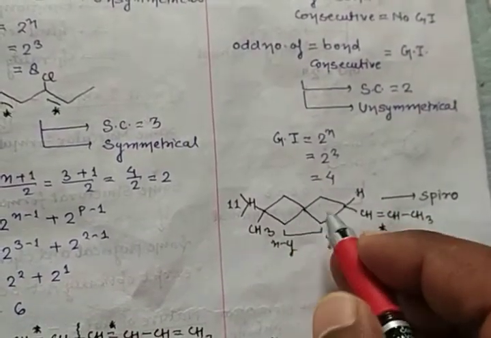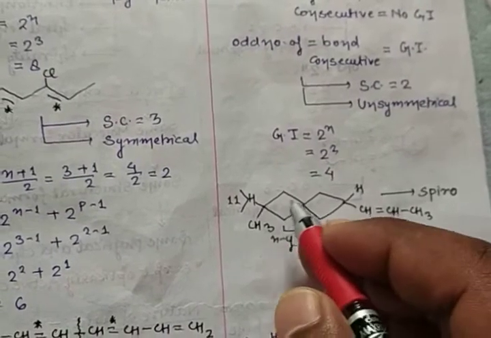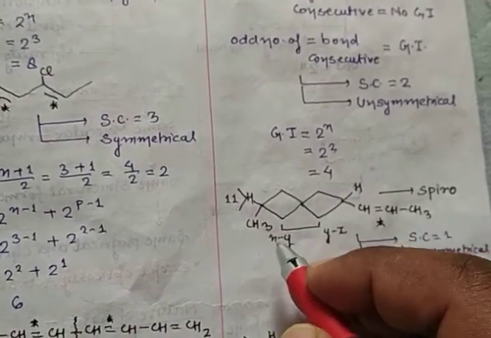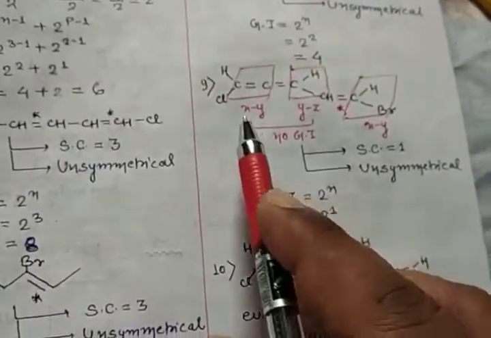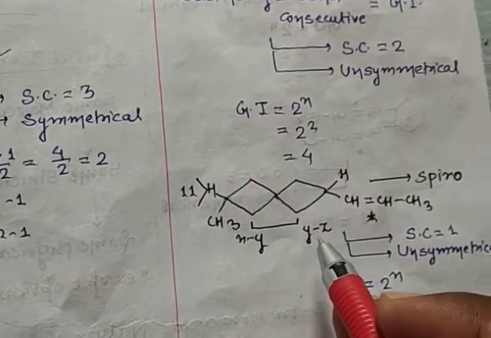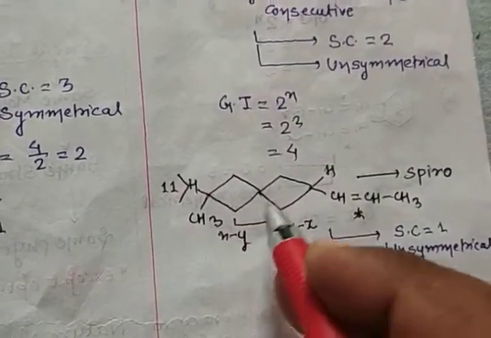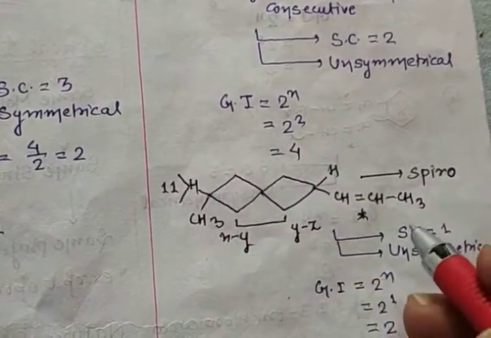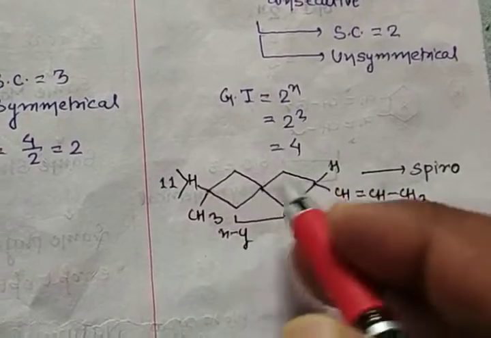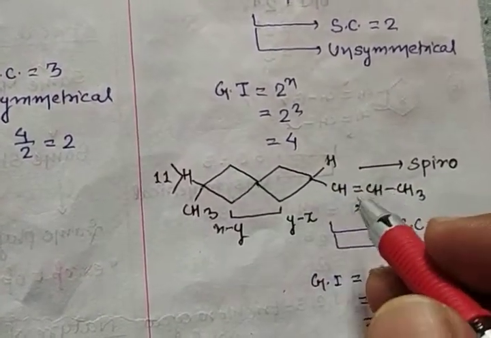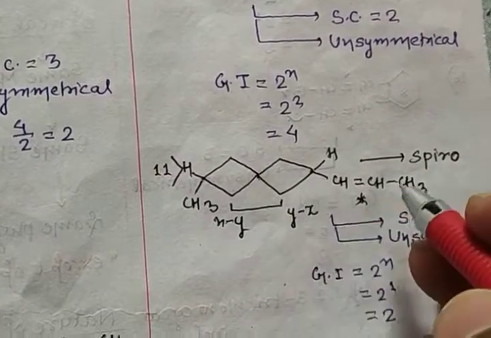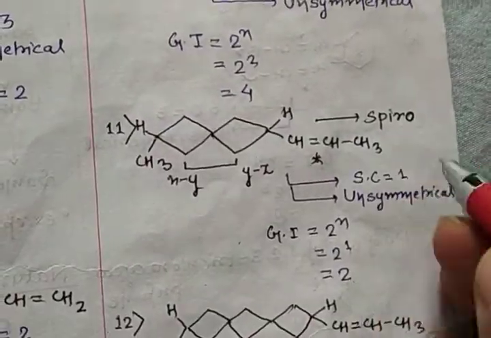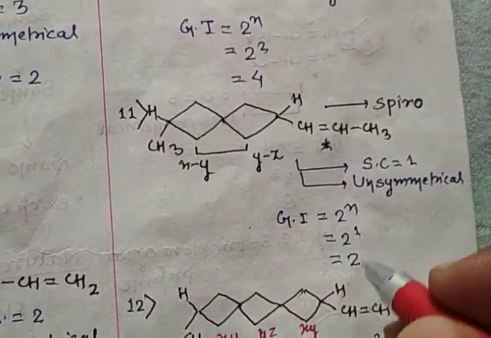So two double bonds, this is also consecutive. So this is spiro one, and this is XY, this is YZ. Same XY, YZ. Clear? It means there is an even number of cyclic structures, so no geometrical isomerism on this spiro group. This carbon definitely has one hydrogen, one whole group, and one CH3. This is unsymmetrical.